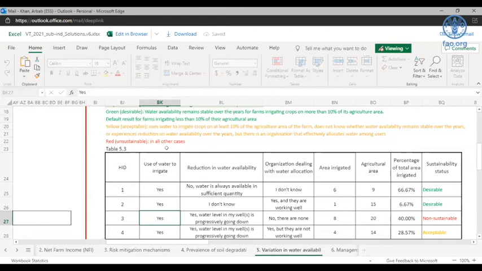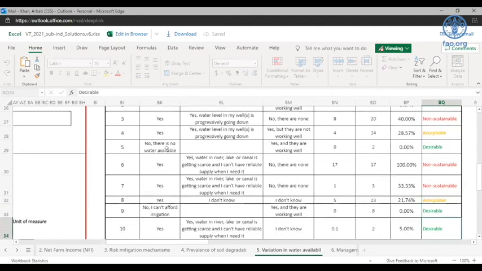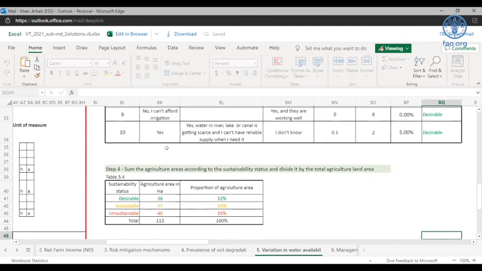Non-sustainable: are you using water to irrigate crops? Yes. The second question, water level in my wells is progressively going down? Yes. Are there organizations? No. This farm is using water to irrigate 40% of its area, but the water level is going down. There are no organizations to allocate water, and hence we will classify this holding as non-sustainable. We use the same logic for all these agricultural holdings. And lastly, we add up the areas classified as greens, yellows, and reds, and then estimate the percentages or proportions.